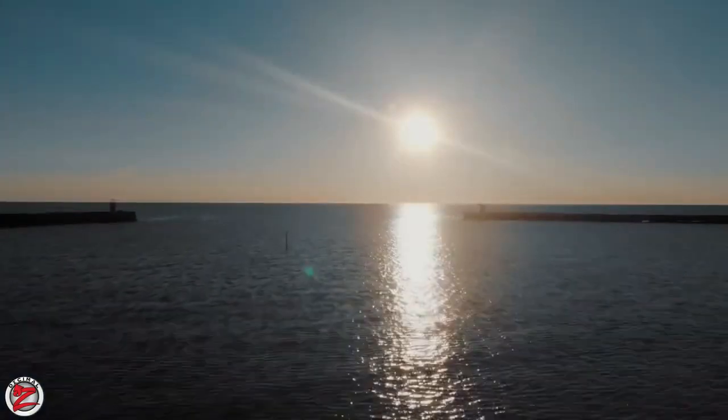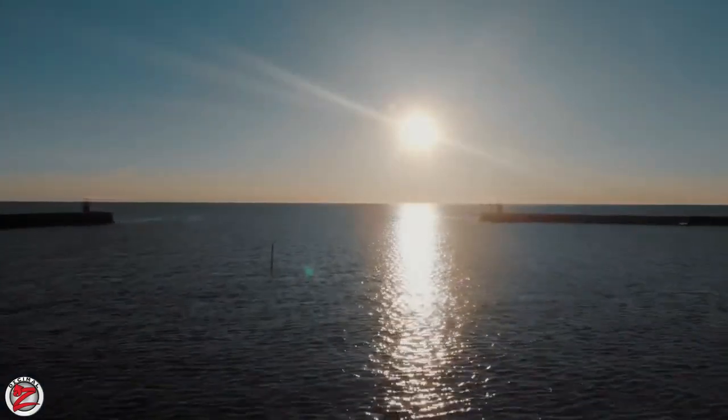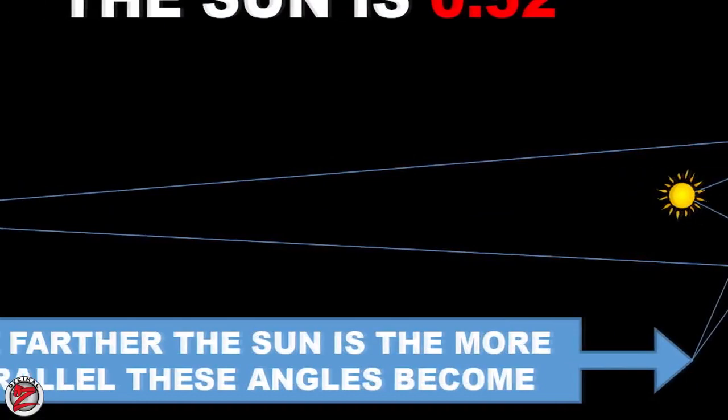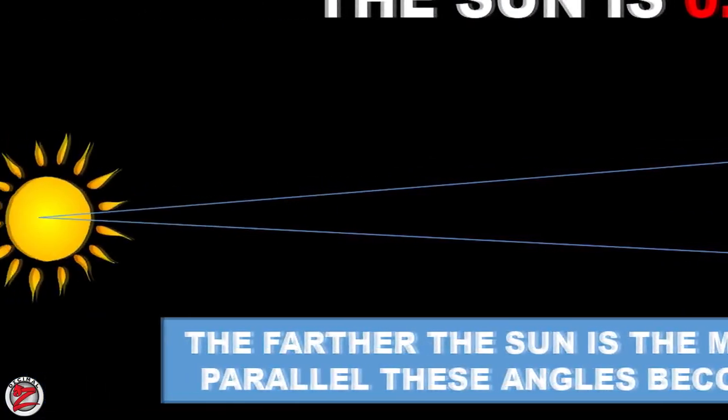So, for the math to work, the sun cannot be close to Earth because the further away you place the sun, the more parallel the angles will appear.